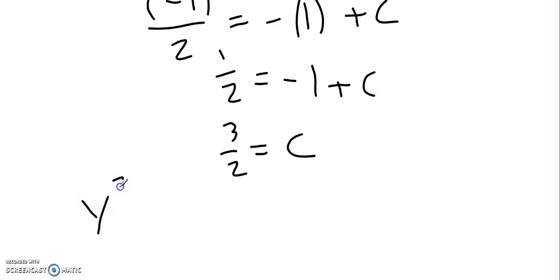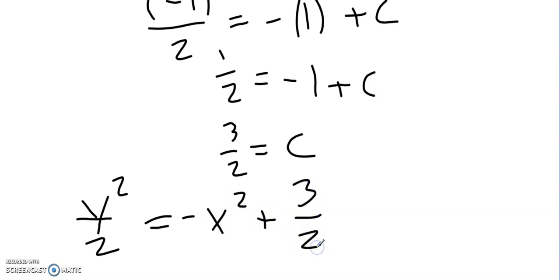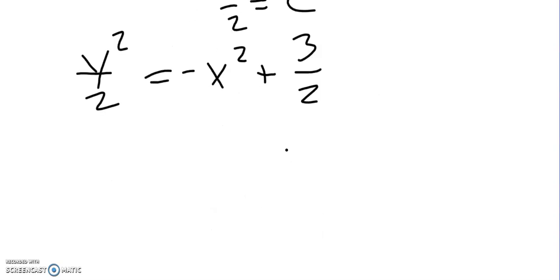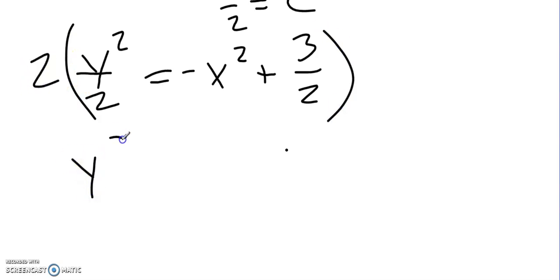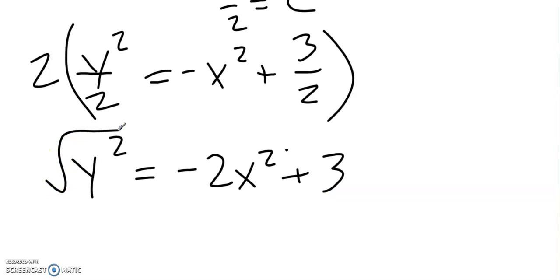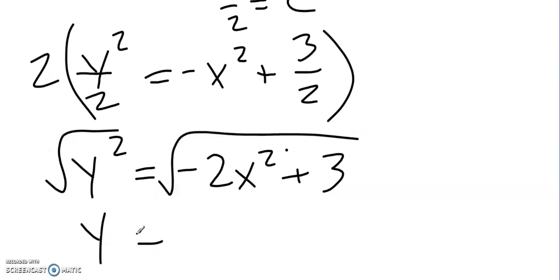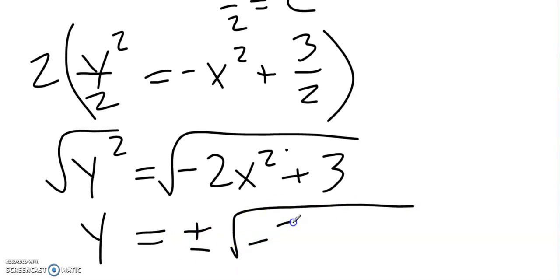All that tells us is what our c value is. So after we integrate, we had y squared over 2 is equal to negative x squared plus c. Well, our c value is 3/2, right? So here we are. y squared over 2 is equal to negative x squared plus 3/2. Now we want to solve for y. So to do so, I'm going to multiply everything by 2. So we have y squared is equal to negative 2x squared plus 3. And I'm going to take the square root of both sides of our equation. So y is equal to, and we take the square root, we really get plus or minus the square root of negative 2x squared plus 3.